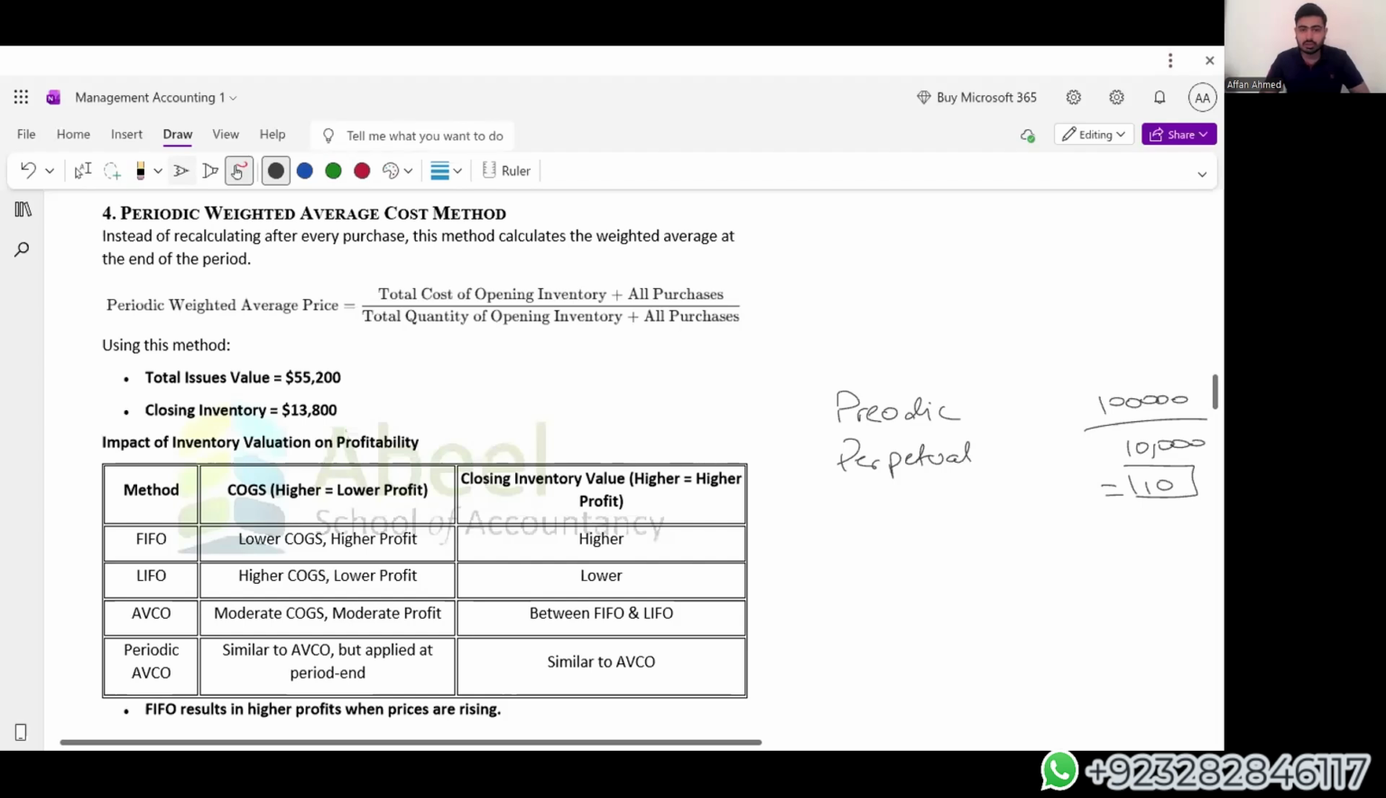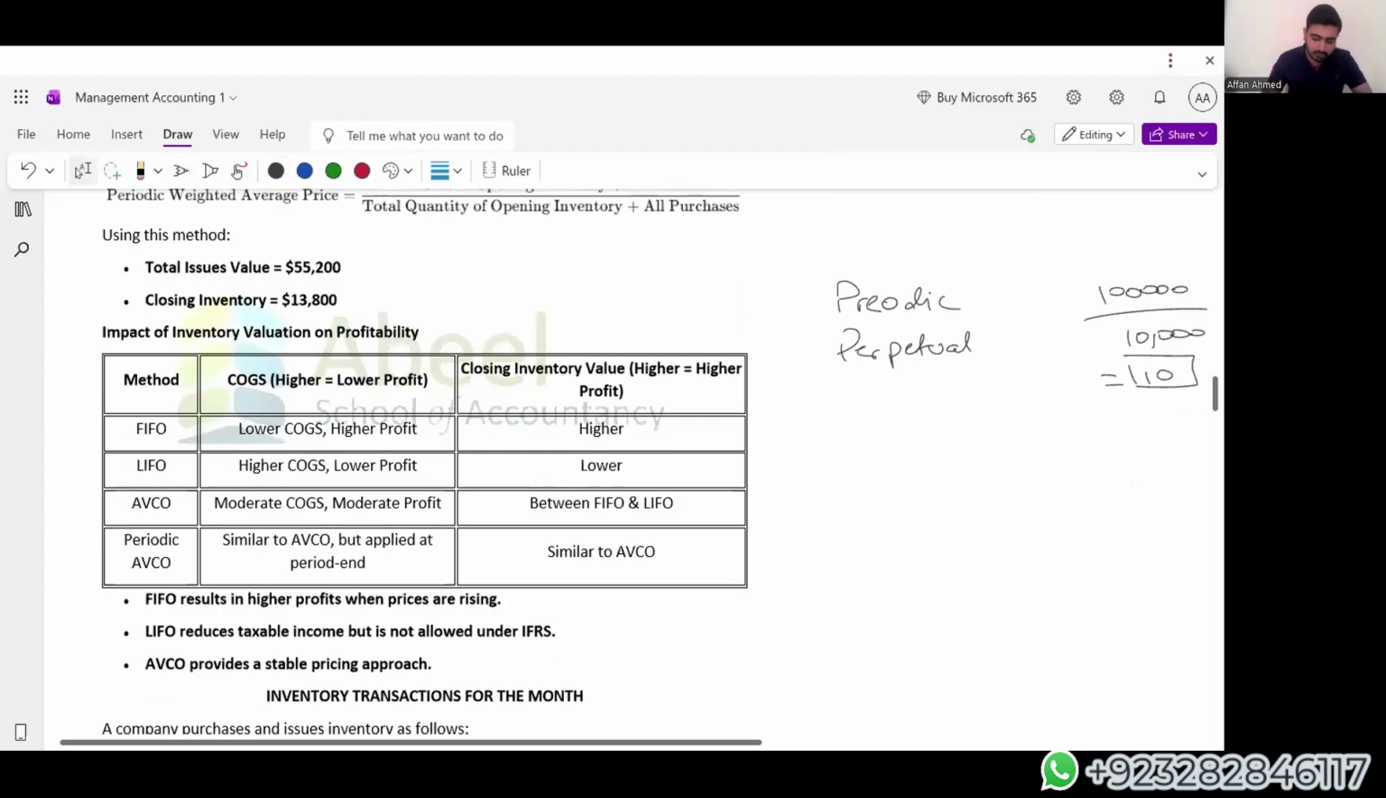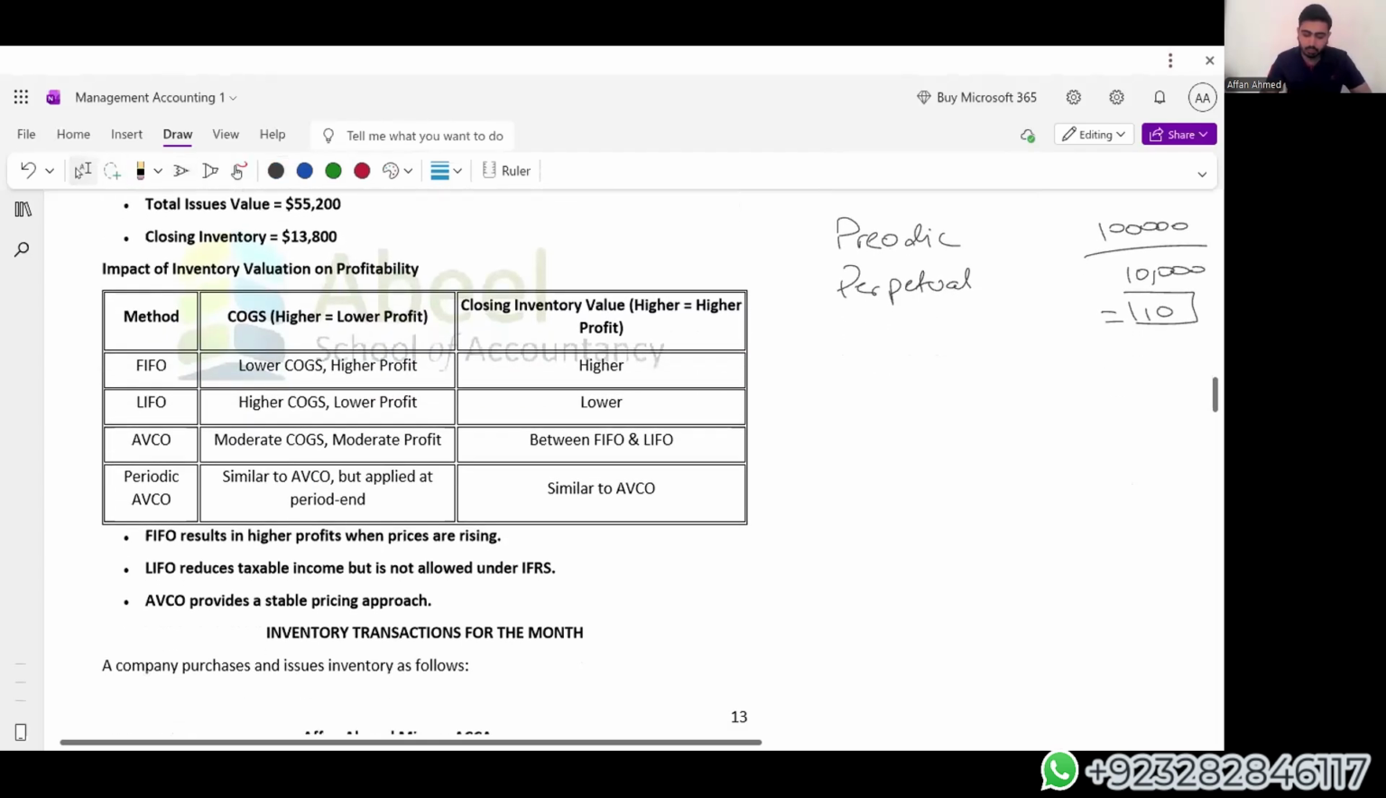Take the opening inventory plus all the purchases, divided by the opening inventory units plus the purchases units of the particular goods. So first of all, the numerator will be the cost, the denominator will be your number of units, and that's it. So periodic is very easy. We are doing it once a year, and perpetual is a continuous method. So you have to take an average each and every time a good is being purchased.